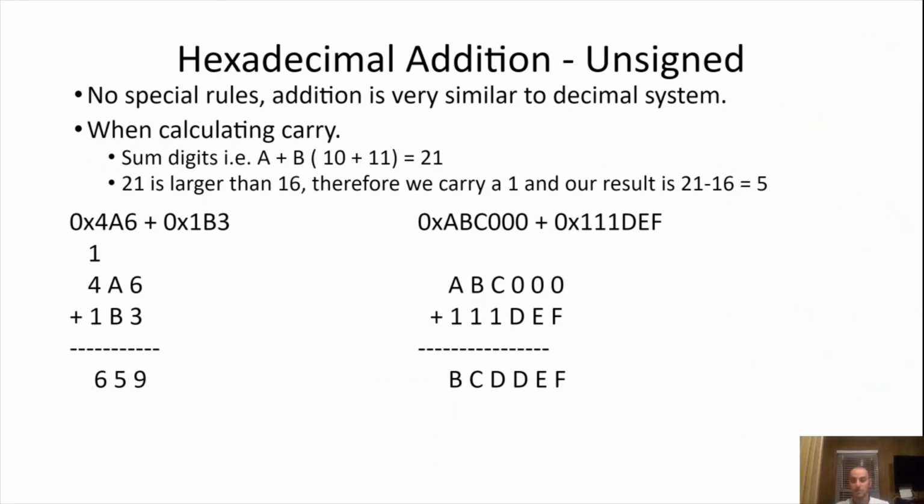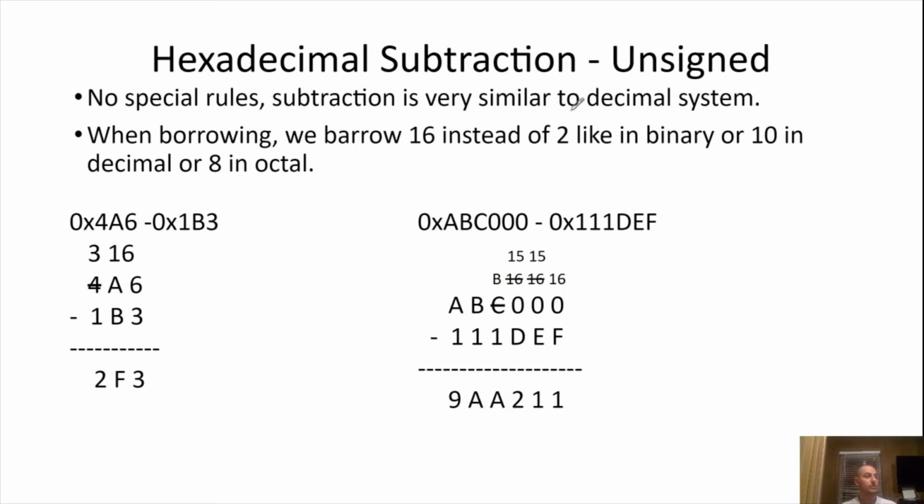So let's continue to the subtraction. The rules are the same. The only tricky part is when we are borrowing, and whenever we are borrowing, it's going to be 16. So in decimal, when we are borrowing, we borrow 10. In binary, we borrow 2, and in this case it's 16. So it's always the base. So let's look at the example.